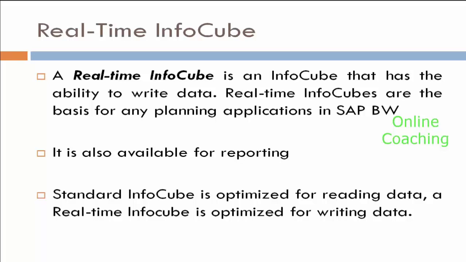Real-time Infocube we use only for planning applications. The difference between real-time Infocube and standard Infocube is that with a standard Infocube we can only read the data, but with a real-time Infocube we can also write the data. We use it only for planning applications, such as business process consolidation, BPC models. Do you know what a planning application is? Actual sales, planned sales, that kind of application is where I can use this. It is also available for reporting; I can create reports on top of this Infocube. Standard Infocube is optimized for reading data. Real-time Infocube is optimized for writing data.